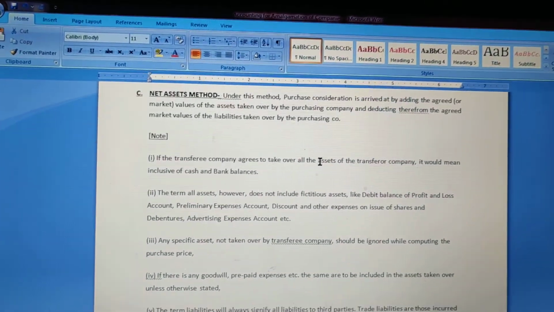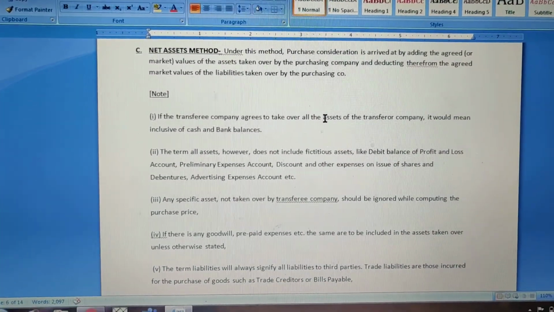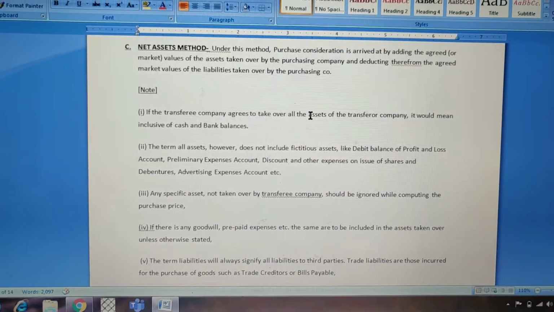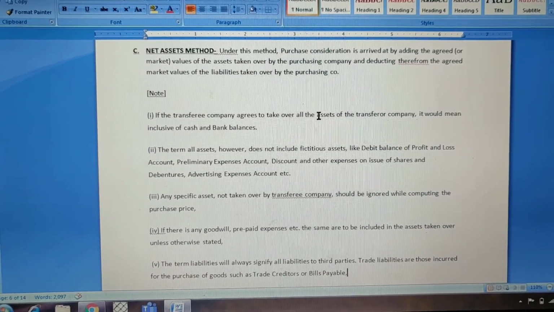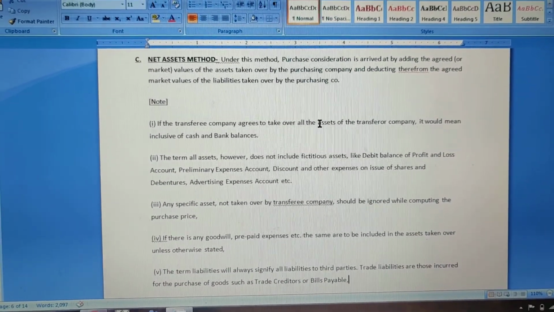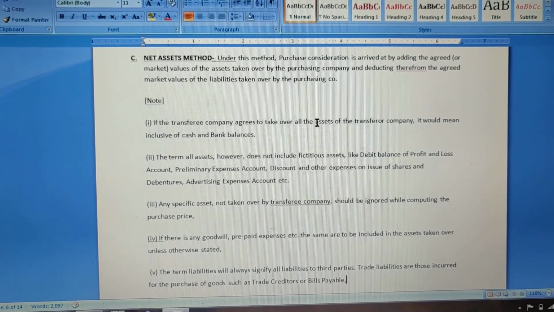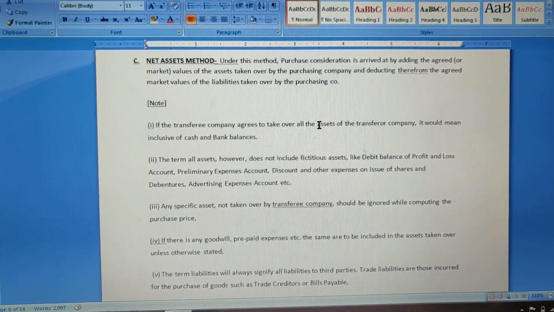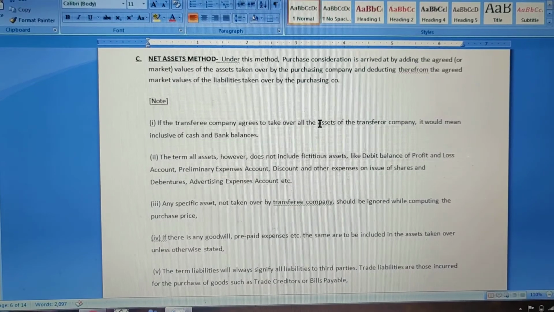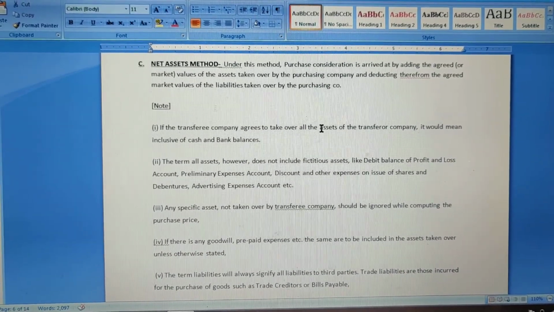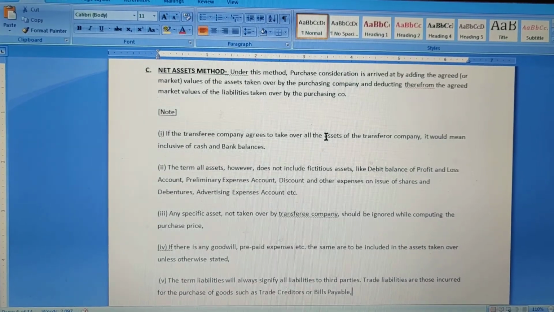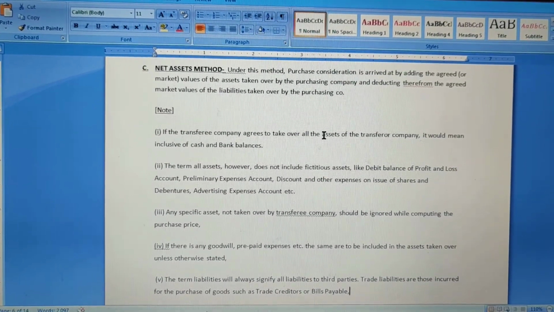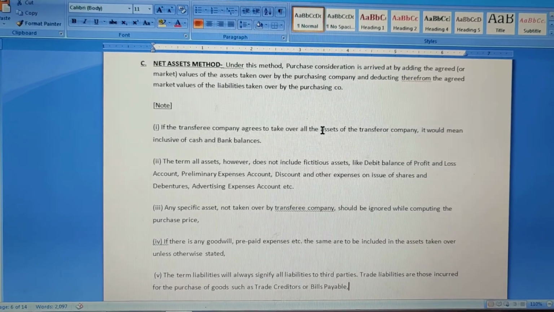These assets you have given in the balance sheet, and from these assets just the agreed value is given for machinery and for land. Okay, so you have to take the agreed value of land and machine and take the book value from the balance sheet for the rest of the assets and deduct therefrom the agreed value.